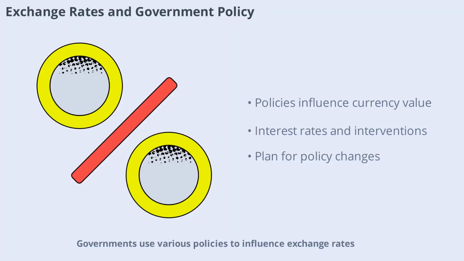Governments use various policies to influence exchange rates, such as adjusting interest rates, intervening in currency markets, or implementing trade controls. These actions can have far-reaching effects on the economy, businesses, and individuals. Staying informed about government policy helps you anticipate changes in exchange rates and plan accordingly.